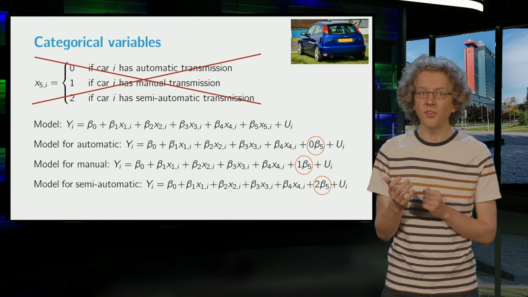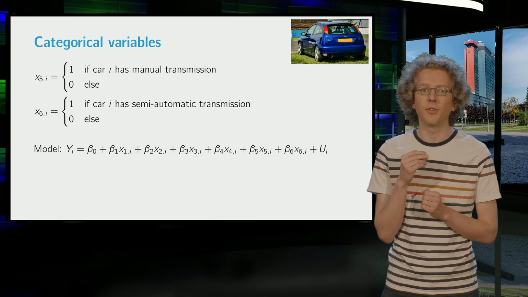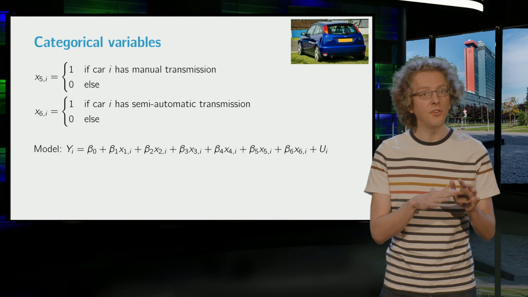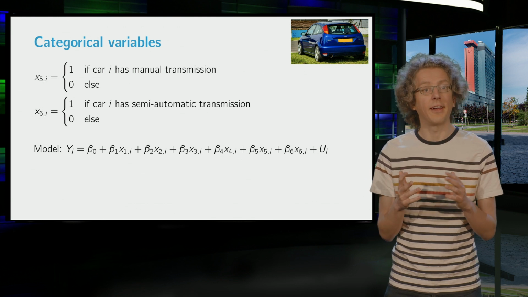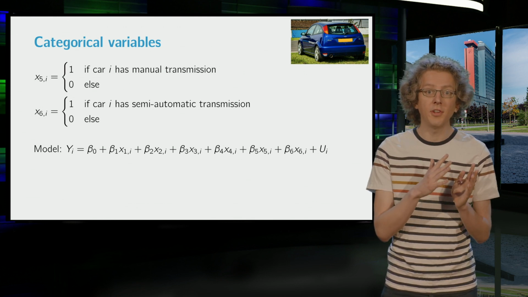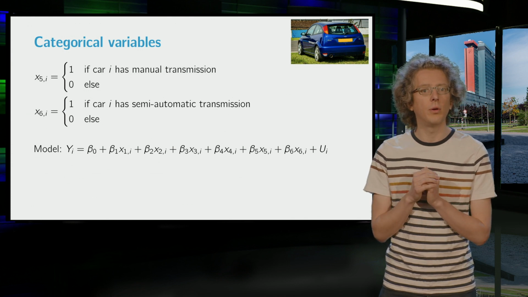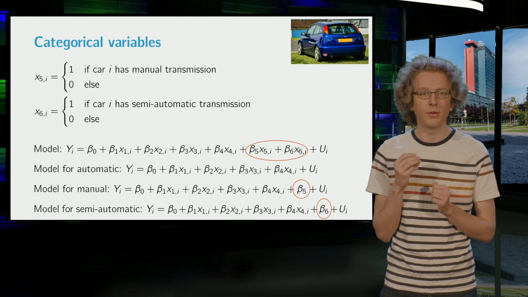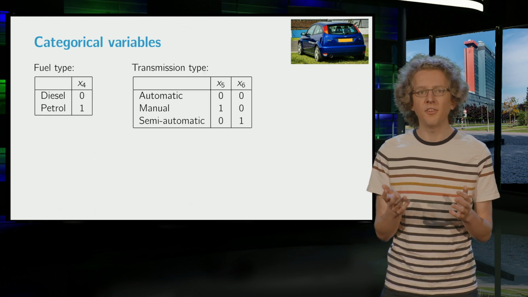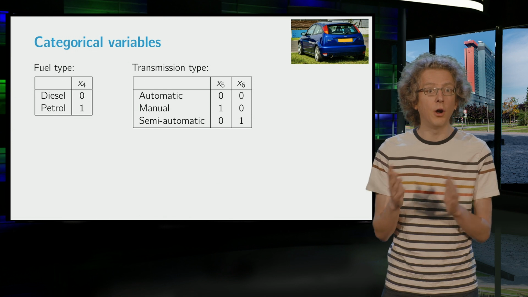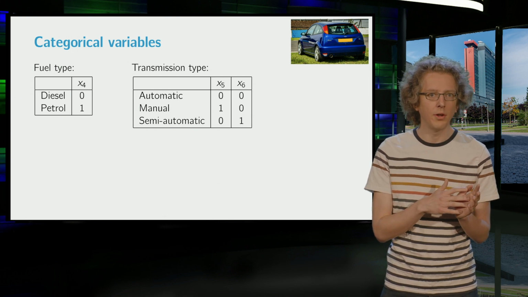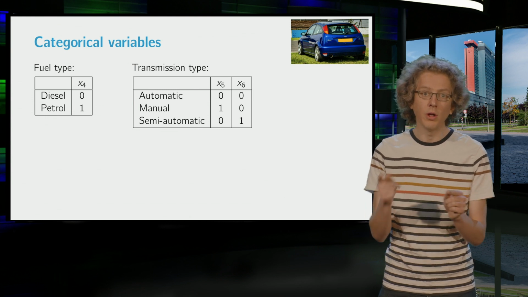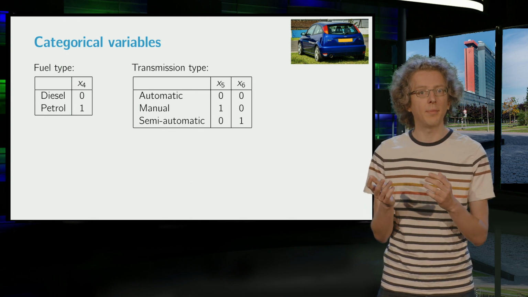The solution to this is to work with two dummy variables. x5 is 1 if the transmission is manual, else it is 0. And x6 is 1 if the transmission is semi-automatic, else it is 0. This leads to the following three situations. Summarizing, x5 and x6 are either both 0 for automatic transmission, or 1 and 0 respectively for manual transmission, or 0 and 1 respectively for semi-automatic transmission.